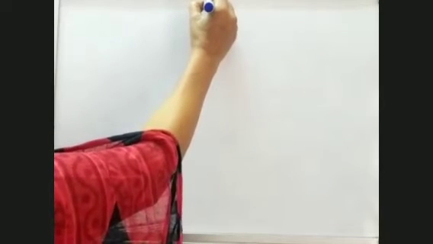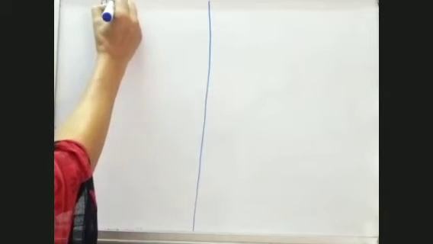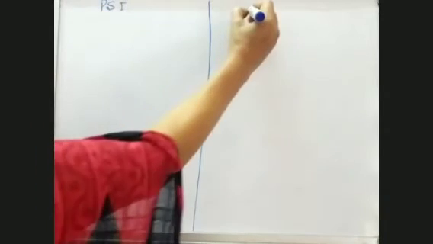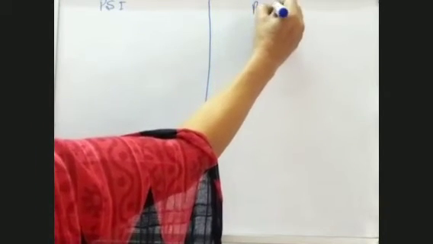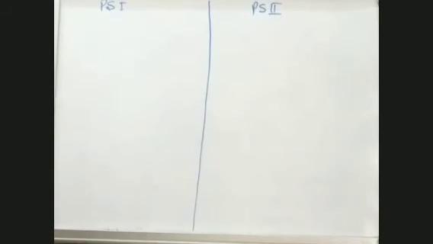So that you come to know about these two photosystems in a better way. Now the difference between them, for that I'll draw a line in between. This is PS1, which is photosystem 1, and this is PS2, which is photosystem 2. So what is the difference between photosystem 1 and photosystem 2?